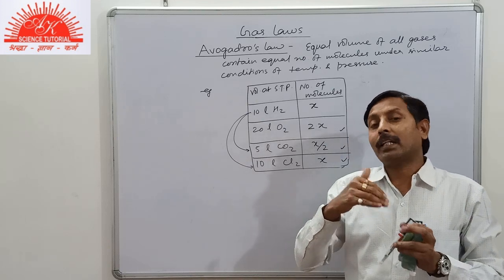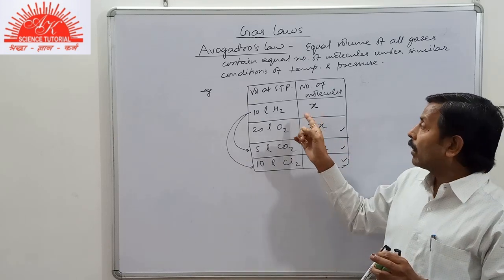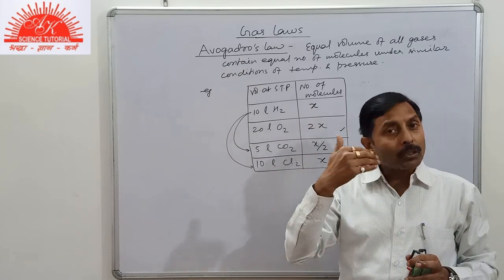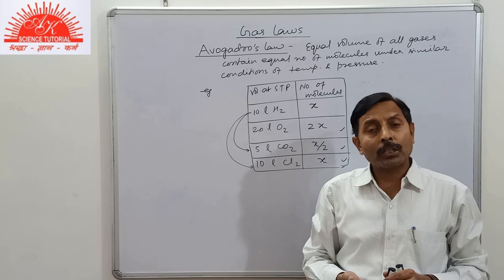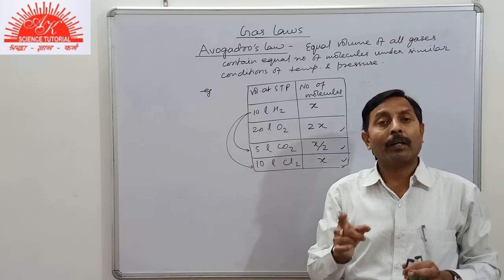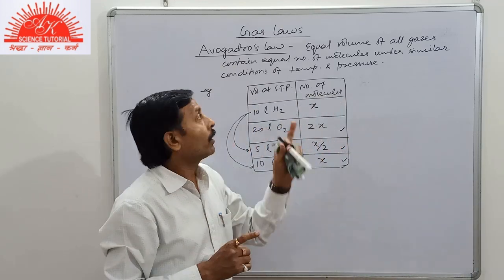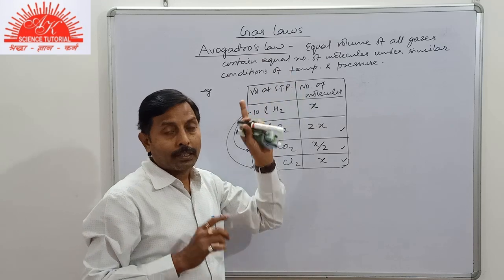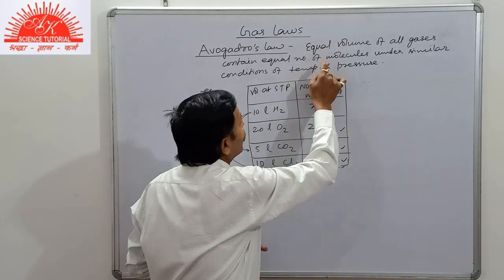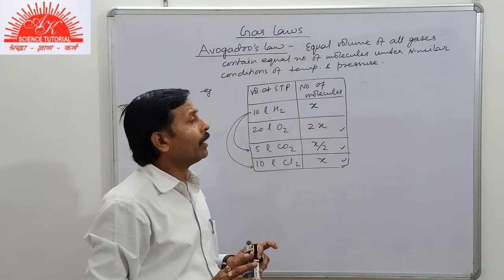Suppose you have to state the law. You will write, it is according to Avogadro's law, or Avogadro's law is used in answering this question, according to which... Wherever it is asked to state the law used, first of all you will write the name of the law, that is, Avogadro's law is used, according to which, and then you will write the definition. So this is a very simple example.